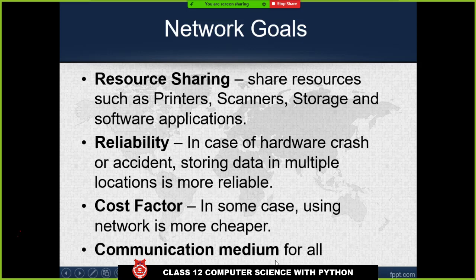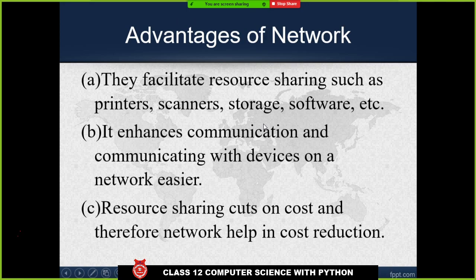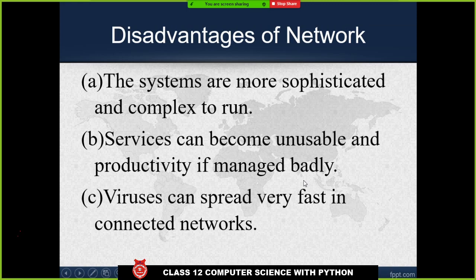And another one is communication for all. Yes, network becomes a communication for everybody nowadays. Here I listed out some of the important advantages in the form of notes. They facilitate resource sharing such as printers, scanners, storage, software, etc. It enhances communication, and communicating with devices on the network becomes easier. And resource sharing cuts on cost and therefore helps in cost reduction. This is the repetition of what I have shared in the previous slide.